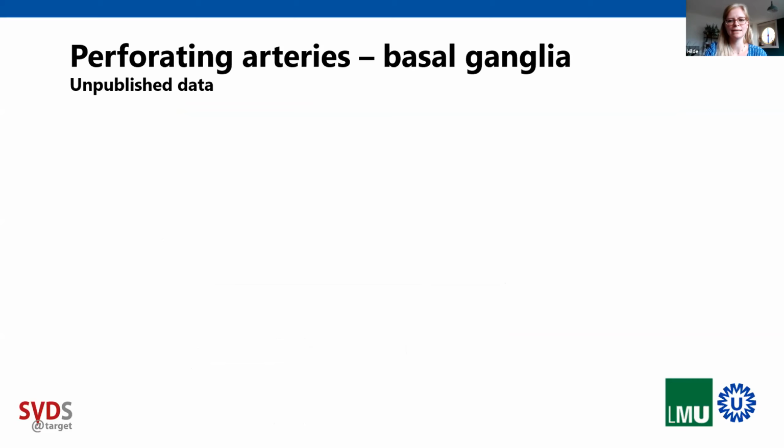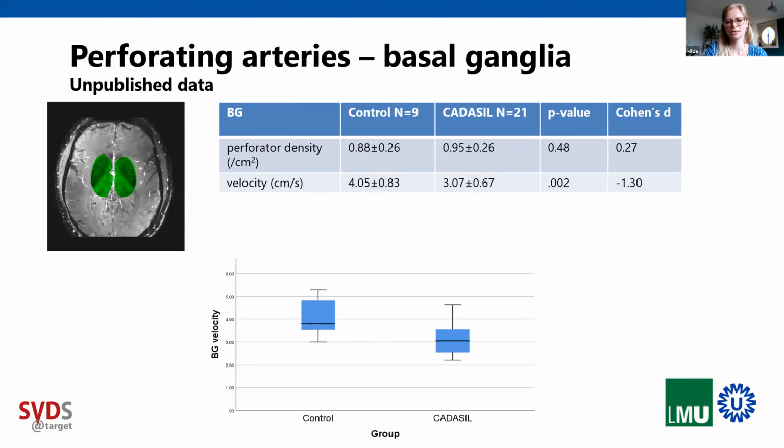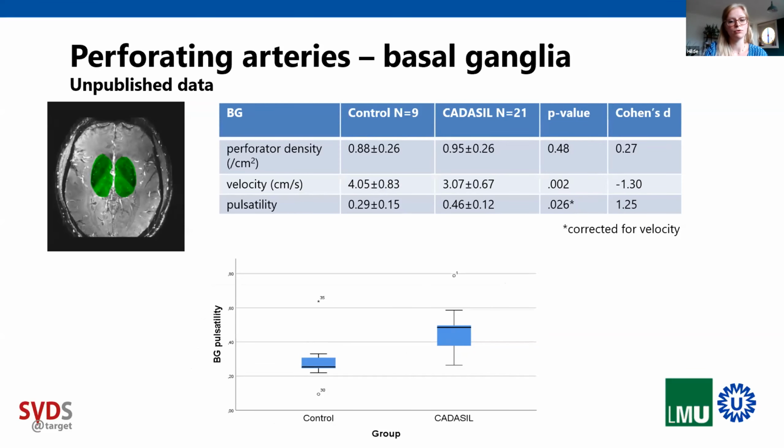Interestingly, in the basal ganglia, we see the exact same pattern. Again, perforator density is similar, blood flow velocity is decreased, and blood flow pulsatility is increased, which we think is a measure of vascular stiffness in this group. Again, effect sizes are really quite large. So we're very excited about these results because we find the exact same thing in 2 regions, and we are therefore really confident that these are robust measures.